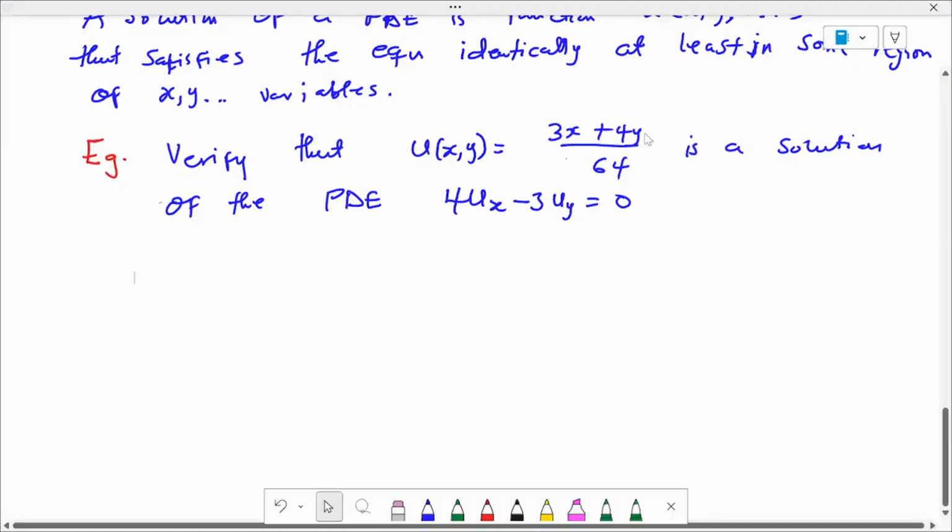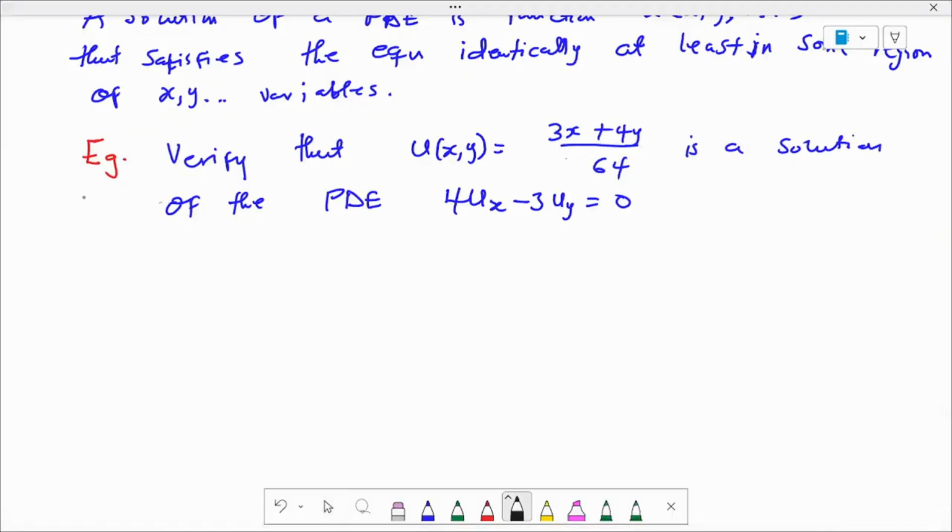Right. So we take an example and then we verify. You are asked to verify that u(x,y) equal to (3x plus 4y) all to the power 3 over 64 plus 3 is a solution of the PDE. So that's what we want to prove. What it means is that if we substitute this value into the differential equation, we are supposed to get 0. If you differentiate u with respect to x, and then with respect to y, and substitute here, you are supposed to get 0. So that's what we do.